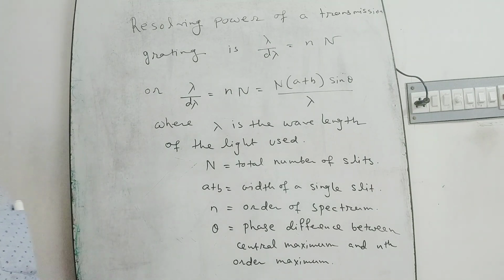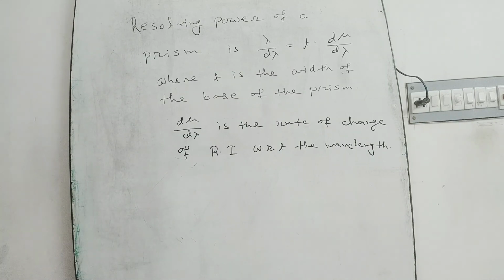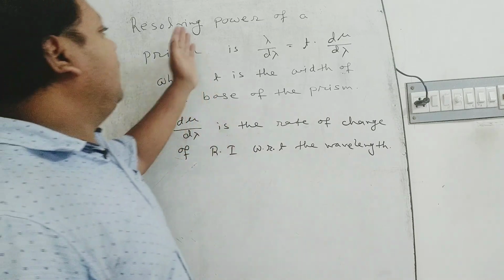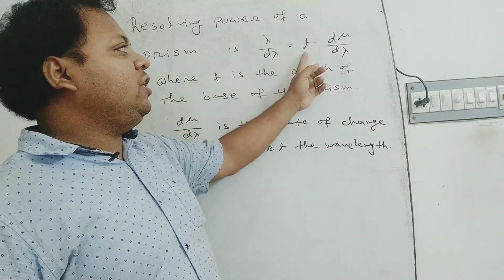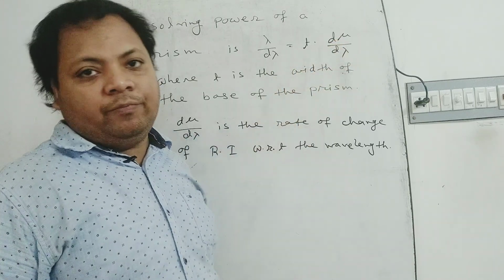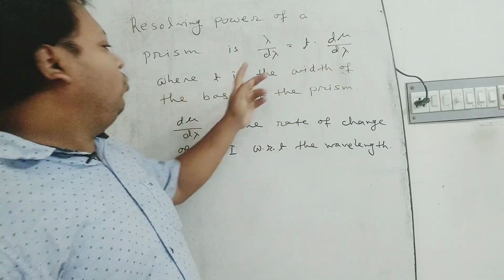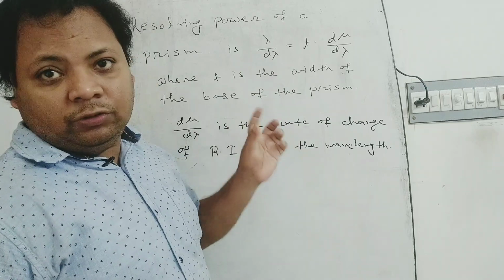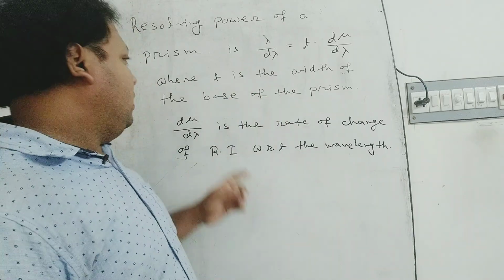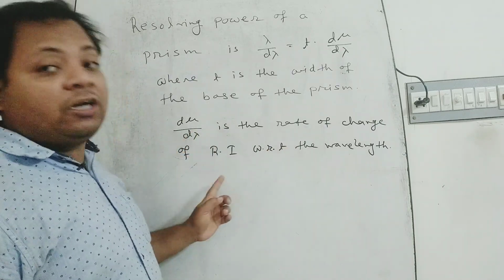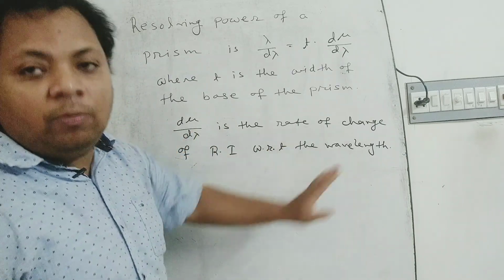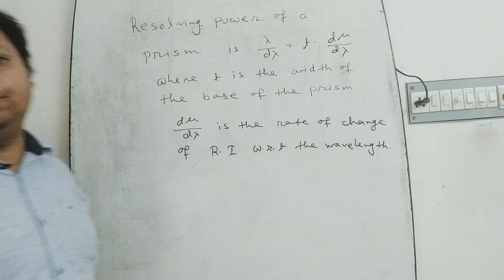Now, the resolving power of a prism. The resolving power of a prism is equal to lambda by d lambda, which is equal to small t d mu by d lambda, where t is the width of the base of the prism and d mu by d lambda is the rate of change of refractive index with respect to the wavelength of light.